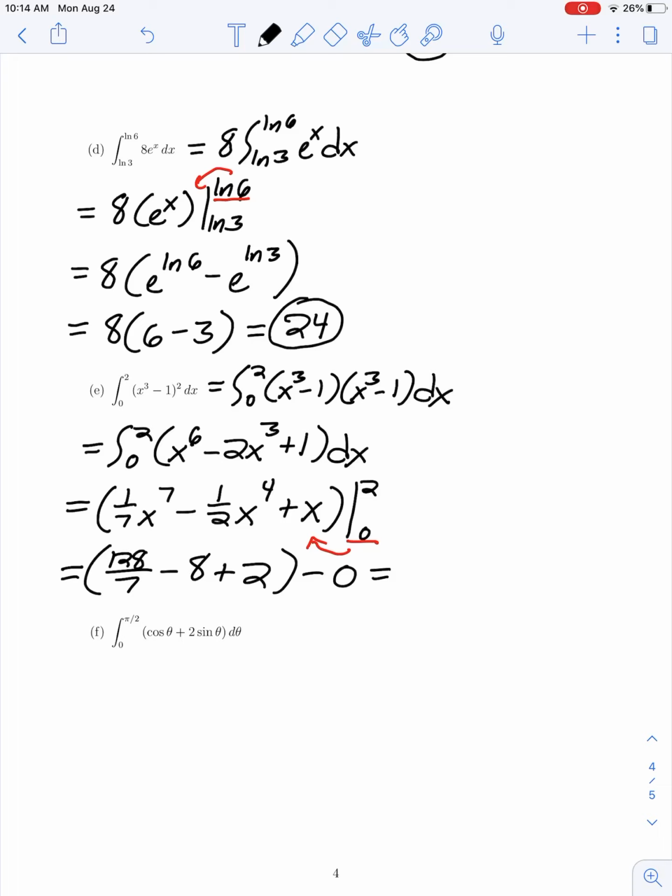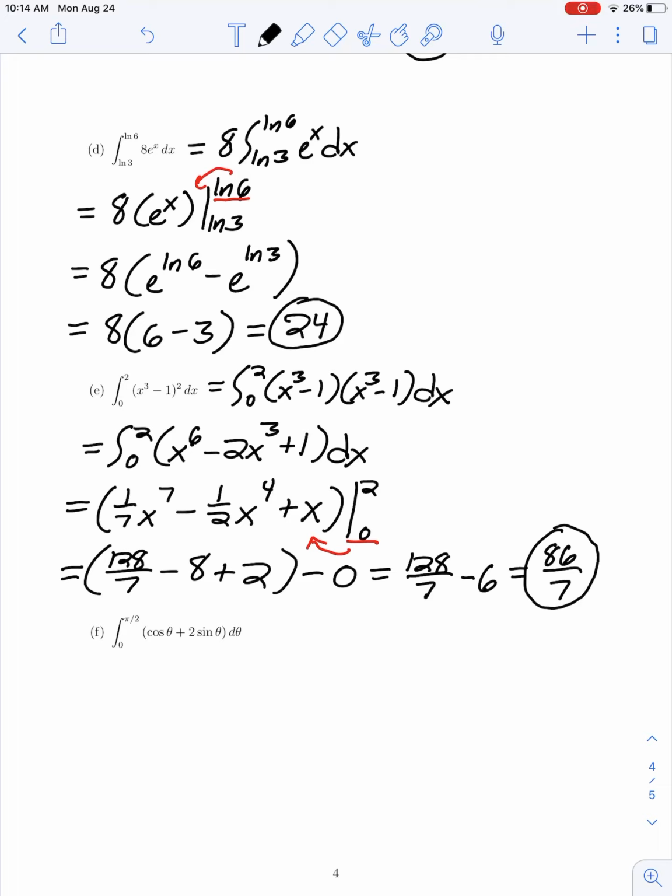So let's simplify a little bit. We have 128 over 7 minus 8 plus 2, which is minus 6. So using a common denominator of 7, we have 128 over 7, and 6 would be 42 over 7. So 128 minus 42 leaves us with 86 over 7. All right. So let's look at another one.